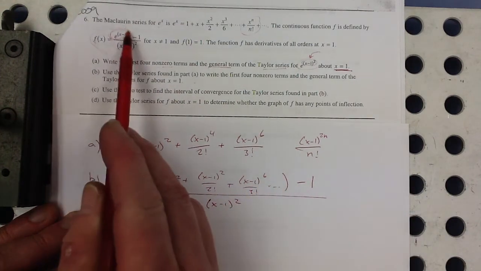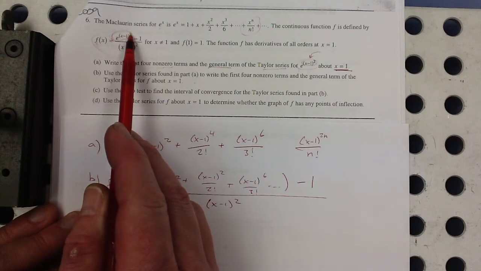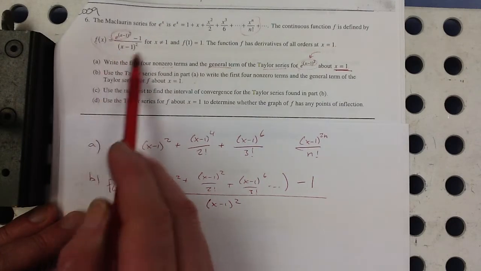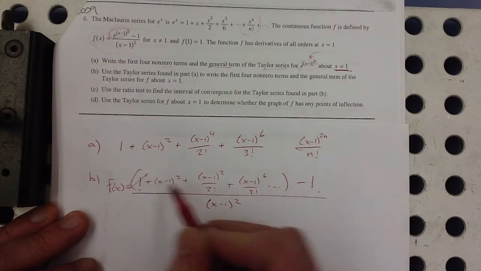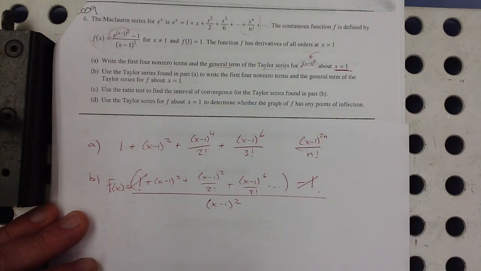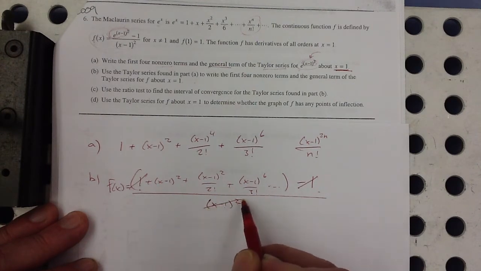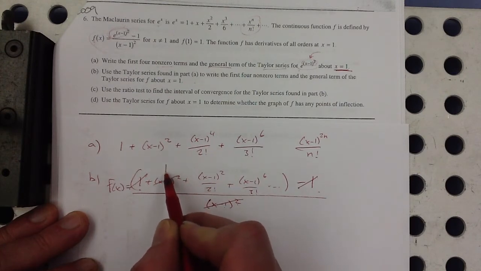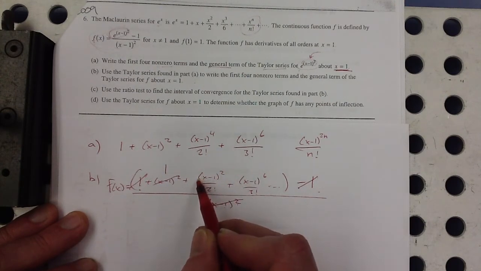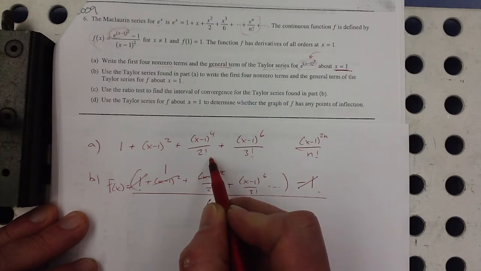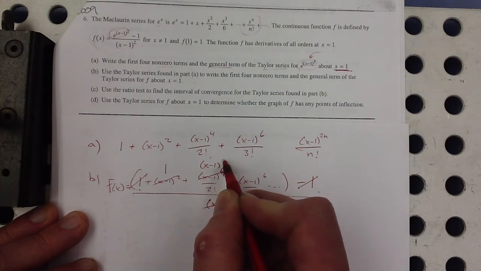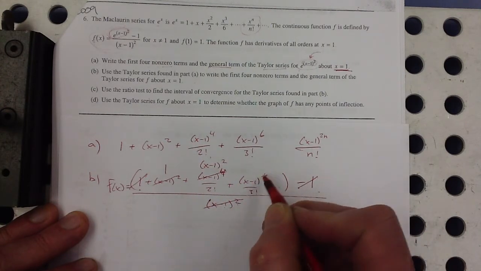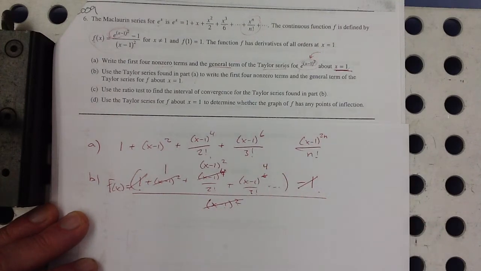So you see, all I did is replace the piece of the function with the series that we know for it. So 1 minus 1, those cancel out. And now I'm dividing every term by x minus 1 squared. So x minus 1 squared knocks off both of those and makes that 1. It knocks this down to, oops, that should have been 4th, it knocks that down to x minus 1 squared. It knocks this down to x minus 1 to the 4th, and so on.